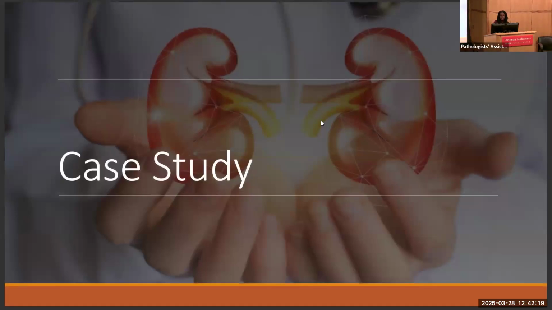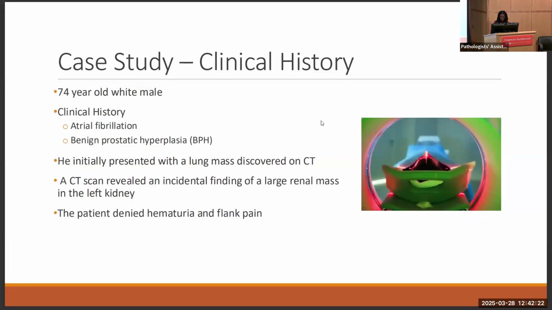Now we will get into the case study. The patient is a 74-year-old white male with a clinical history of atrial fibrillation and benign prostatic hyperplasia. He had a CT performed by his primary care physician, revealing a lung nodule and also a renal mass, and the renal mass was an incidental finding. The patient denied hematuria and flank pain, which are common symptoms that correlate to the size of the mass found within the kidney.